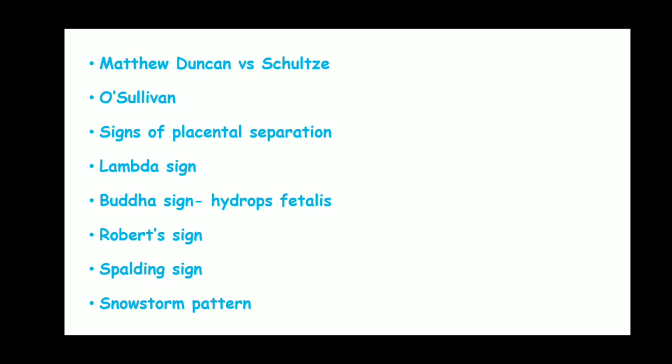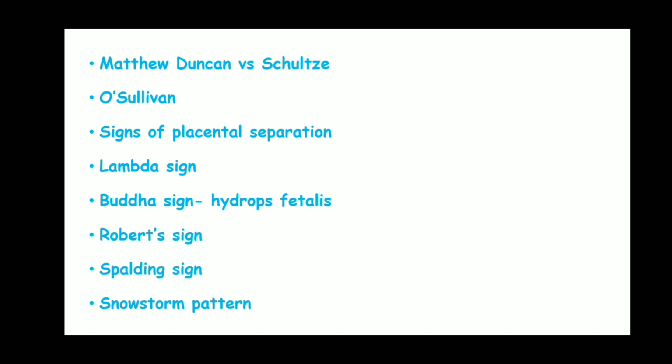The signs of placental separation are mainly lengthening of the cord, gush of blood, and change in the shape of the uterus. So these are the important signs of placental separation. Lambda sign is what you see in twin pregnancy. Buddha sign you will see in hydrops fetalis.